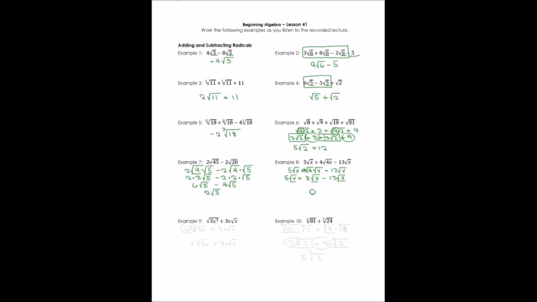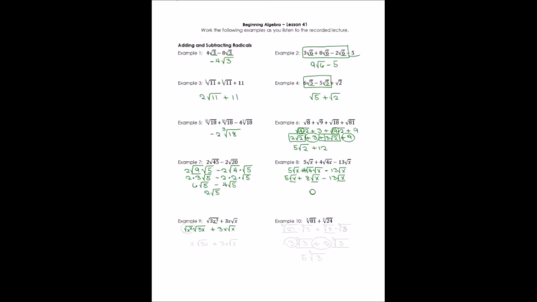Number 9. I need to do a little bit of work here, but there's nothing that looks like it's going to help me too much. I'm going to see what I can do with this first term, the square root of 3x cubed. I can't do anything with the square root of 3, but I can say the square root of x squared times the square root of 3x. You understand, I just pulled out the part under the radical that was a perfect square. Now I'm going to say plus 3x times the square root of x.